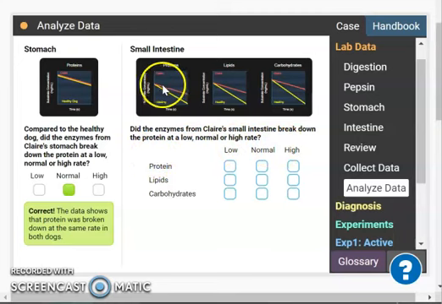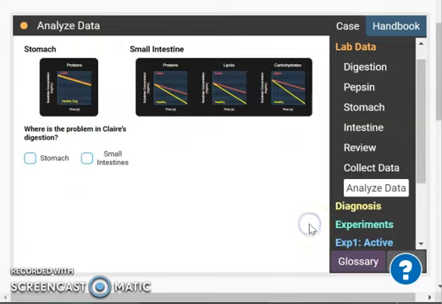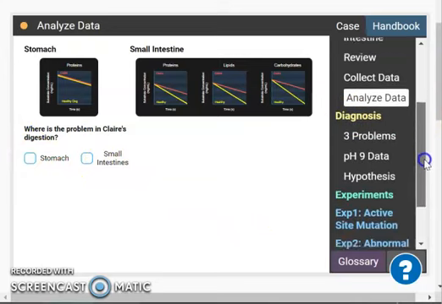Well, when we look, Claire's line, the red line, is not using up that substrate nearly as quickly. So it is doing both the protein, lipids, and carbohydrates at a very low rate. The data shows the enzymes from Claire's small intestine broke down the nutrients much slower than the enzymes from the healthy dog. So where was the problem in Claire's digestion? We want to make a decision here and hit submit. We can then go on to our diagnosis.